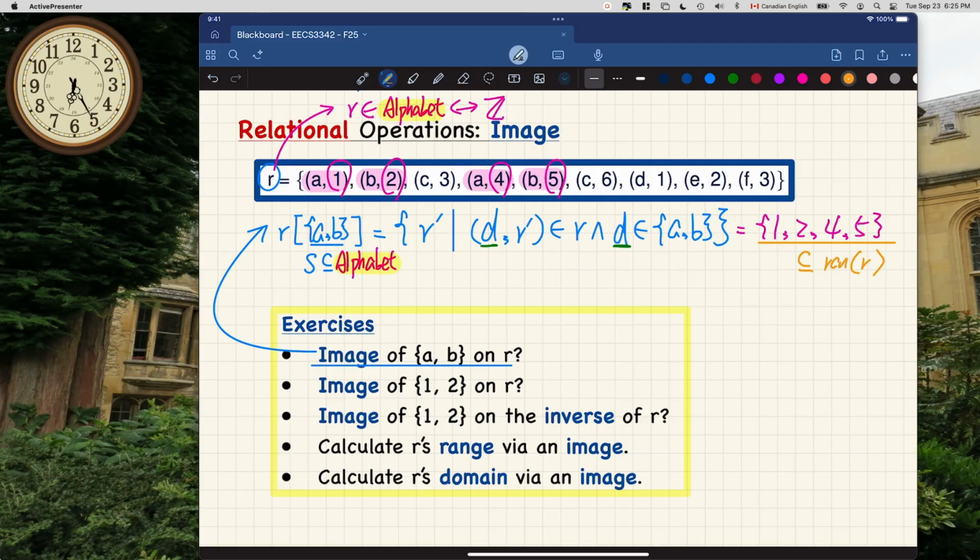And let me make a clear distinction right away. Okay? Here, can we say S should always be a subset of the range of R? Which means it should always be either A or B or C or D or E or F. It doesn't need to be. Okay? Let me show you some example. Not necessary.